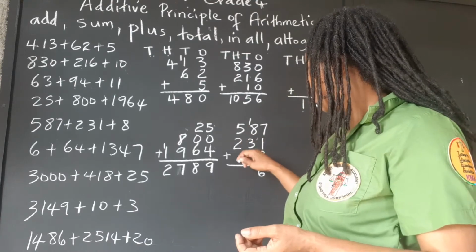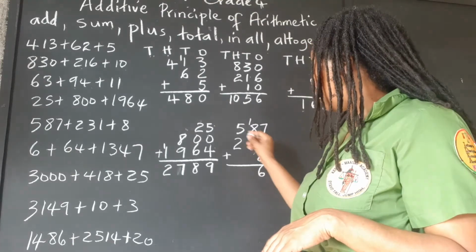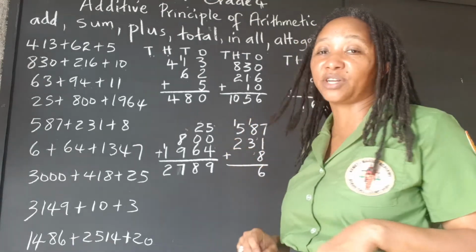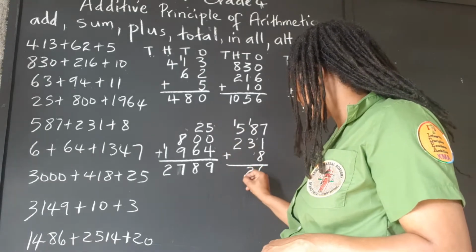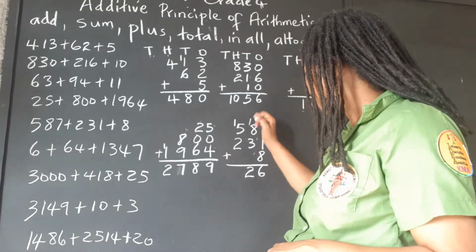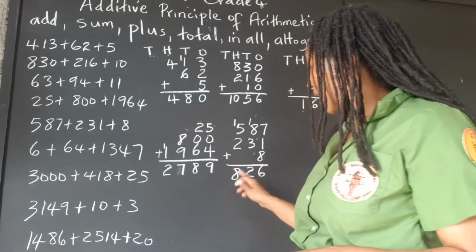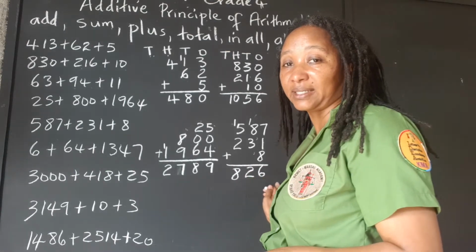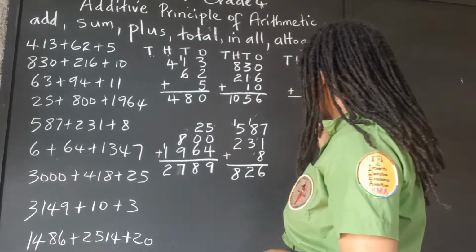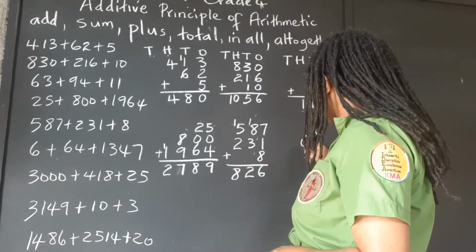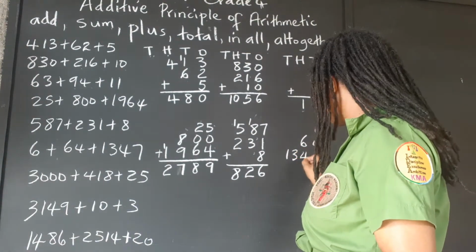8 and 1, 9 and 3, 12. So 12 tens, we can get 100 from that. 10 of the tens make 100, and we have 2 tens remaining in the tens place. 5 and 1, 6 and 2, 800s. 826. Next we have 6, so that's 6 ones, 64, 1,347.